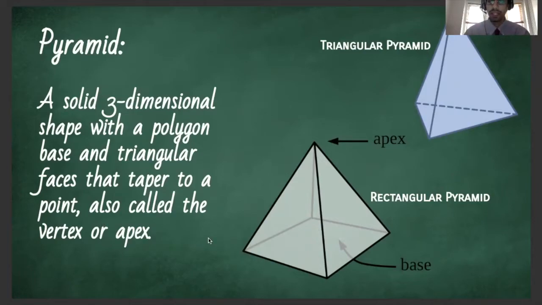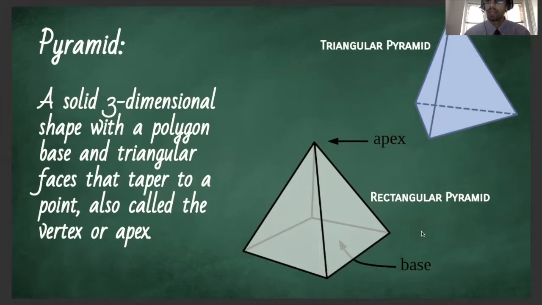So putting that definition into practice, let's look at these two shapes over here. So over here we have a 3D shape. The base is a polygon. In this particular case, the base is what shape? A rectangle. And all the sides are the faces. So these four faces, they all kind of taper off and meet at this point over here, which we can call the vertex or the apex.